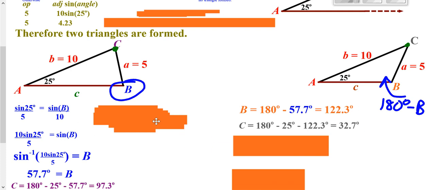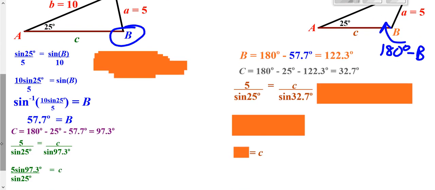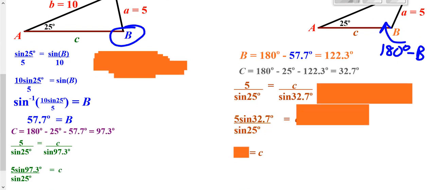Now I can do law of sines with my opposite pair and my new adjusted angle C to find side C. So I go, my opposite pair equals side C over the sine of the angle I just figured out for C. To get C by itself, I have to multiply by the sine of 32.3, and I get 6.4.